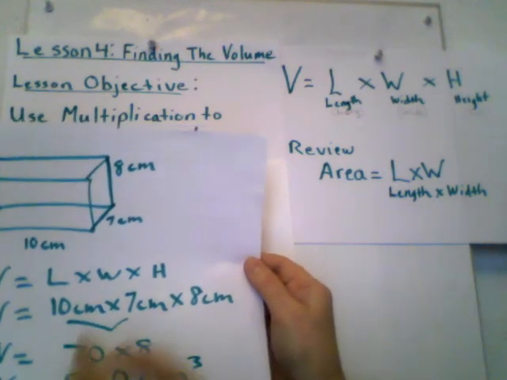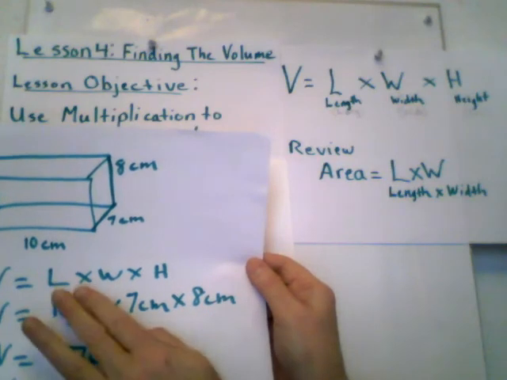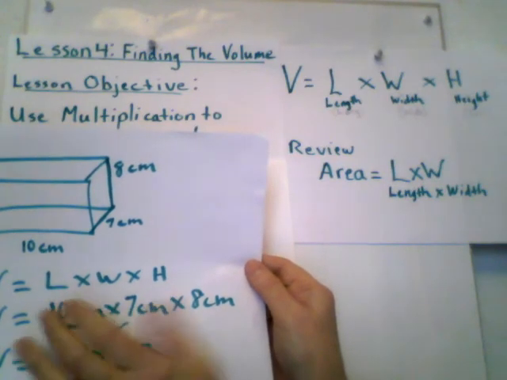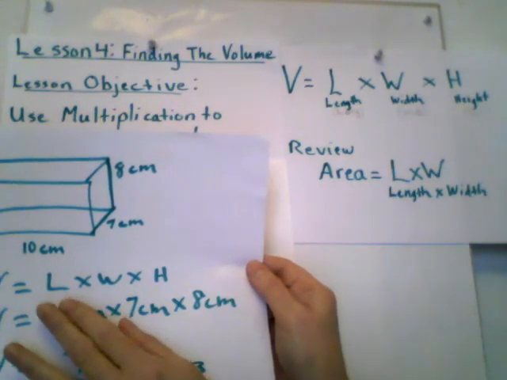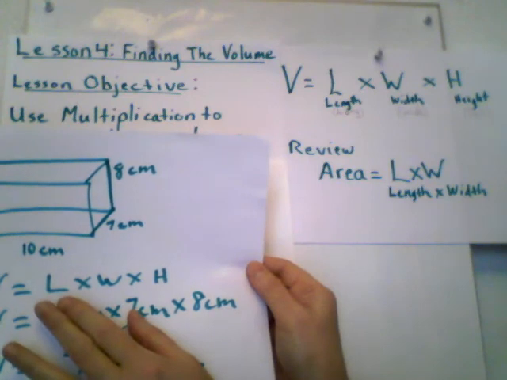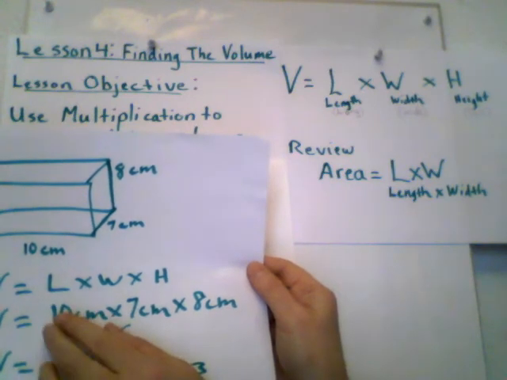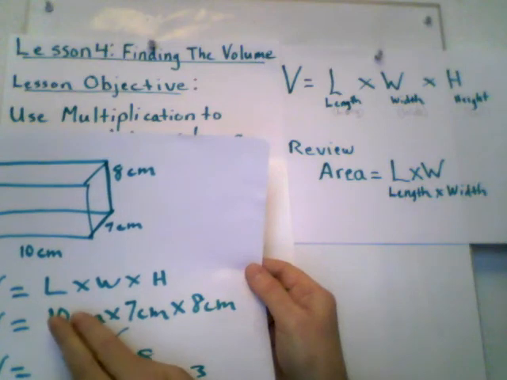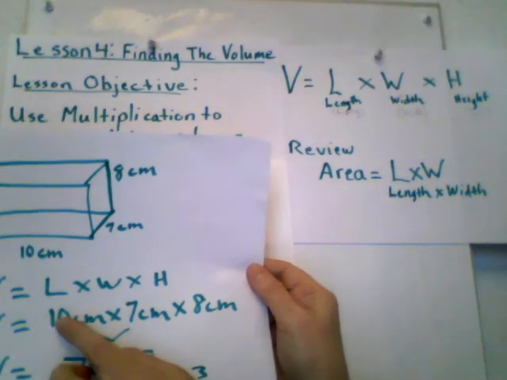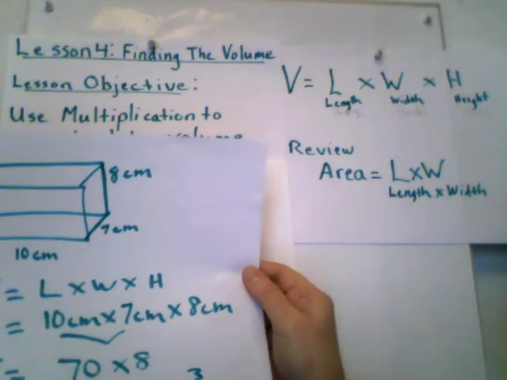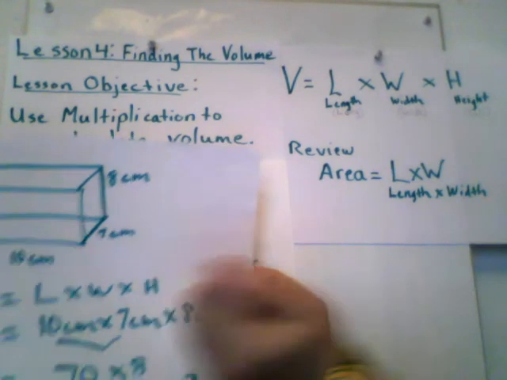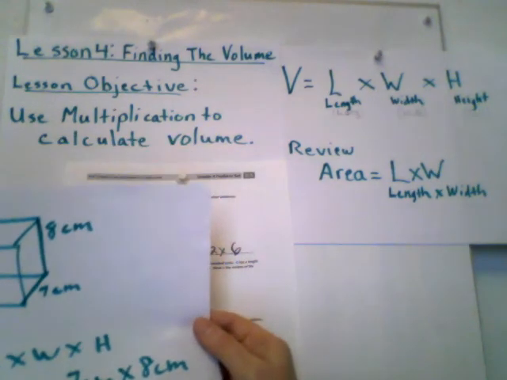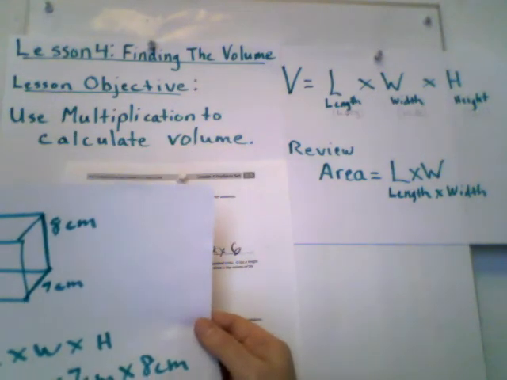Now, if you wanted to do it the other way, you could have done 8 times 7 is 56. And then using the math trick, using your tens, 56 times 10 would be 56 and add a 0, which would also give you 560 centimeters. Also, in order to do volume, you really need to know your math facts.